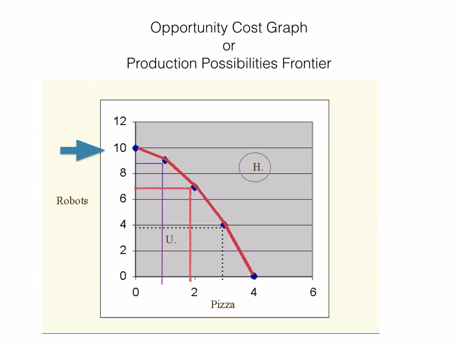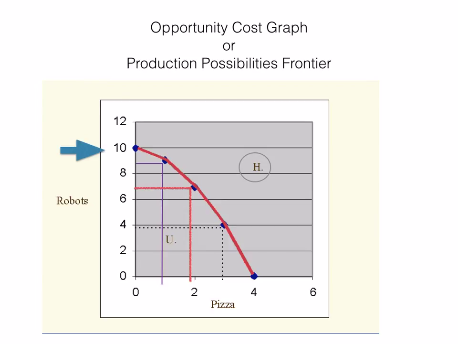But what if we're inside the curve? What if we're at U? U means that we're not efficient. It means that we could have made more robots and more pizzas. Okay, so U is not an efficient place to be. You want to be on that curve, because that's where you're making the most robots and the most pizzas. That's where you're efficient.